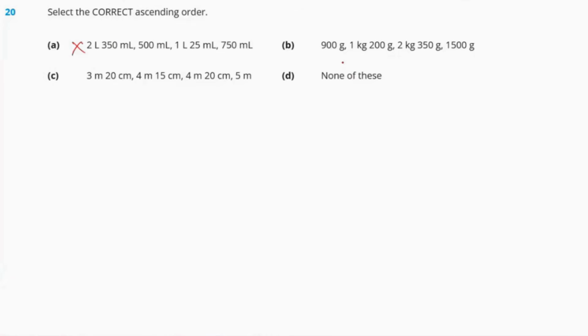Now talking about B, first measurement is 900 grams. So in order for this to be in ascending order, the next measurement should be greater. Okay, now the next measurement is 1 kg 200 gram. Okay, so it is in ascending order till now. Now let's take the third measurement. So the third measurement is 2 kgs 350 gram. Okay. Again, 2 kgs 350 gram is greater than 1 kg 200 grams. So it is still in an ascending order. Now for the fourth measurement, it is 1500 gram, which we can write as 1 kg 500 gram. Now, is this greater than 2 kg 350 grams? No. Therefore, this is not in ascending order.